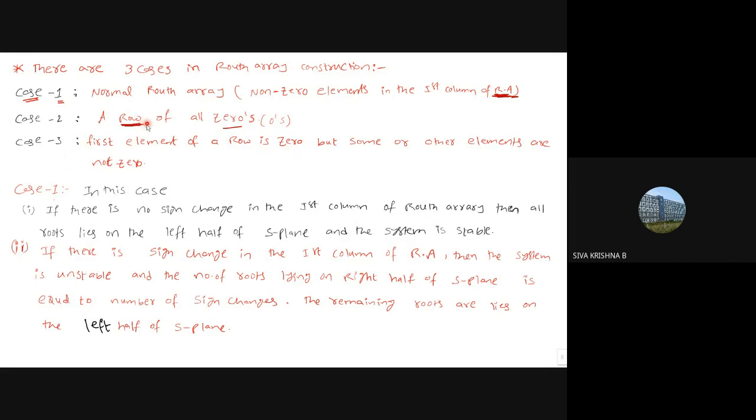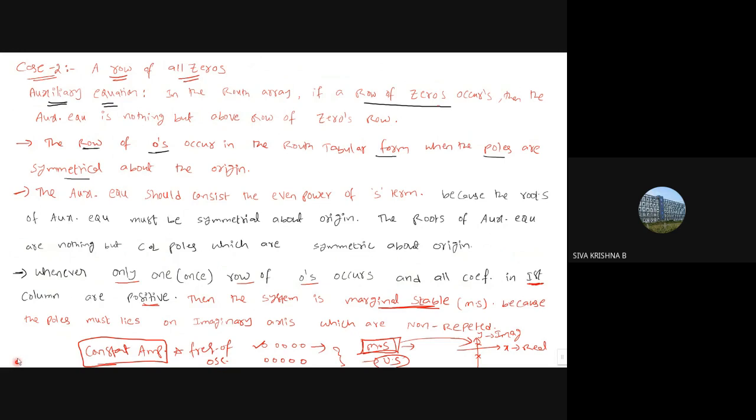Case 2 is row of all zeros. Case 3 is first element is 0. So case 1, whatever I explained in the previous slide, the same thing I wrote here. Just go through this matter. Don't go through the textbook. Theory part మొత్తం ఇక్కడ చూడండి. For problems only go through the slides.